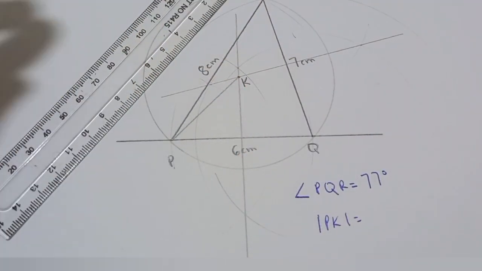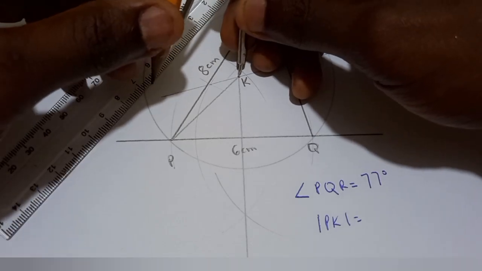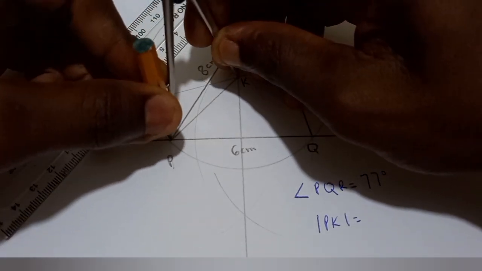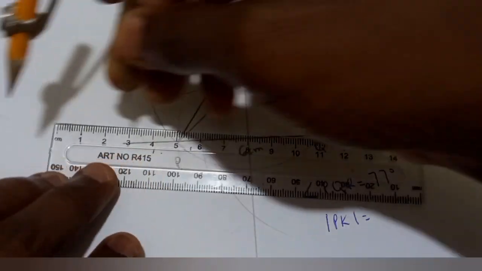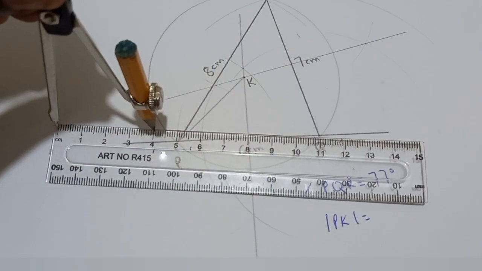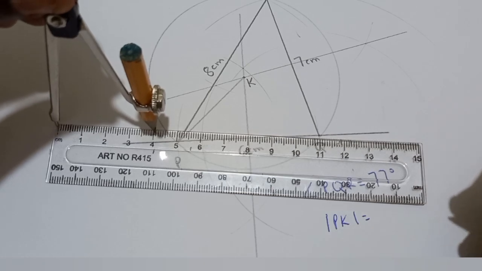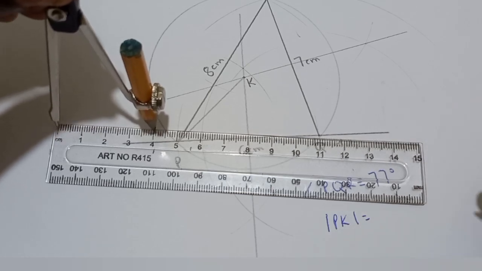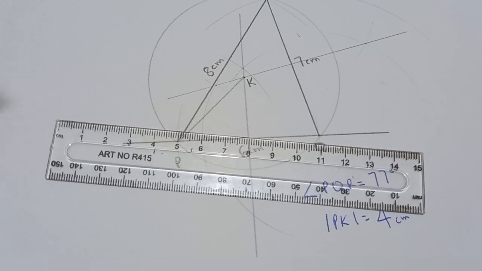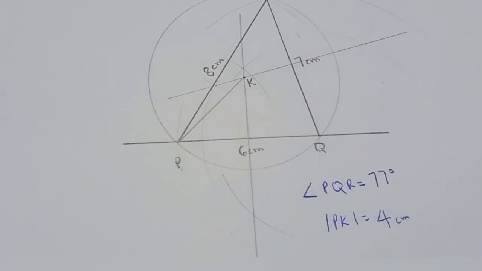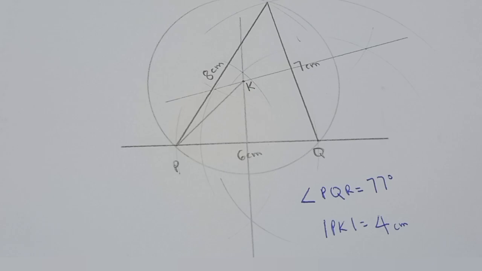Pick your compass or even your divider, pin, and transfer to the 0th mark. We had 4, close to 4.1. So let's make it 4 centimeters. So this will get 3 points given.